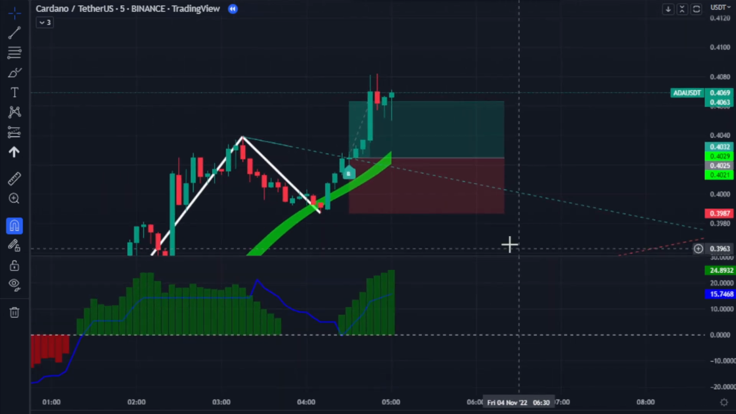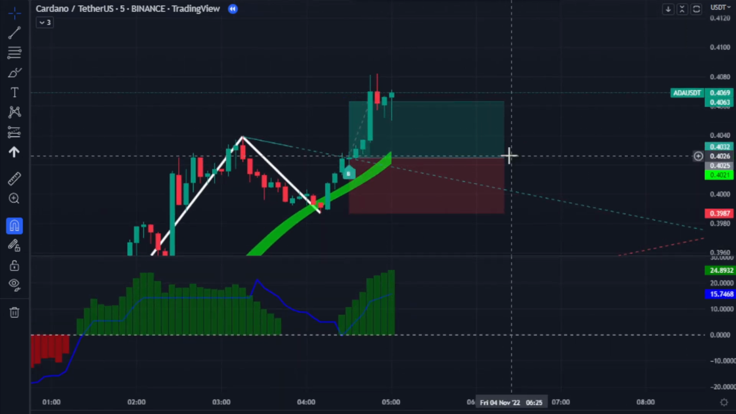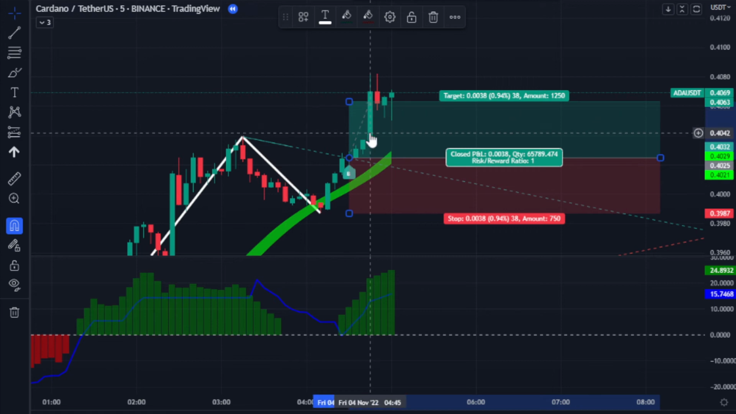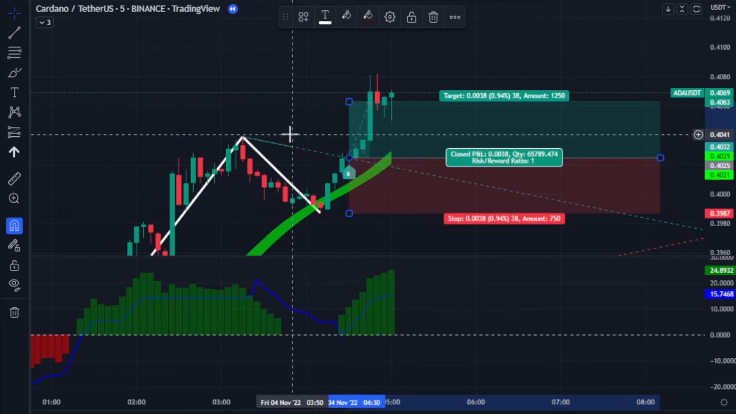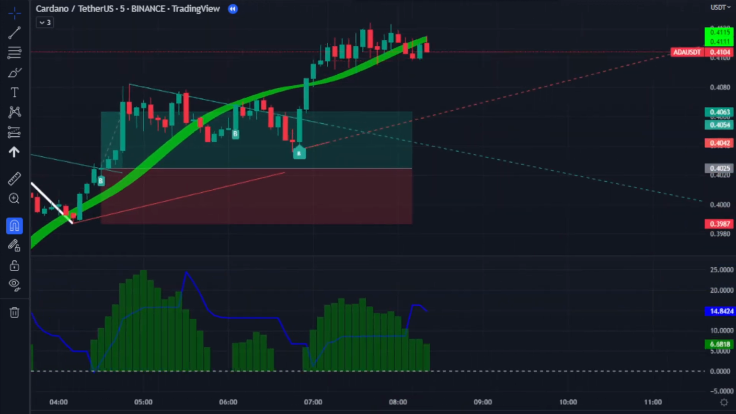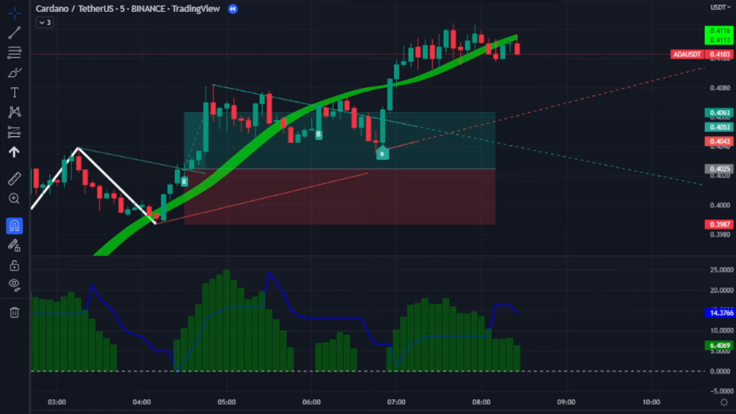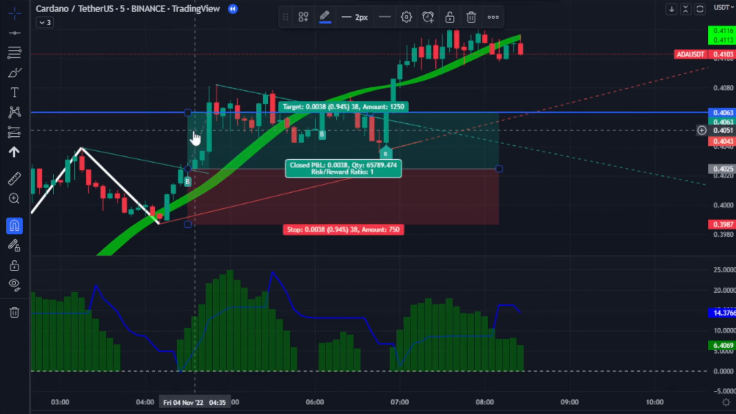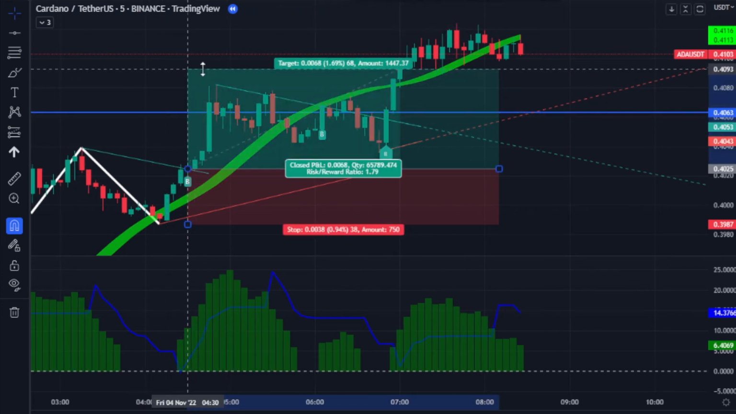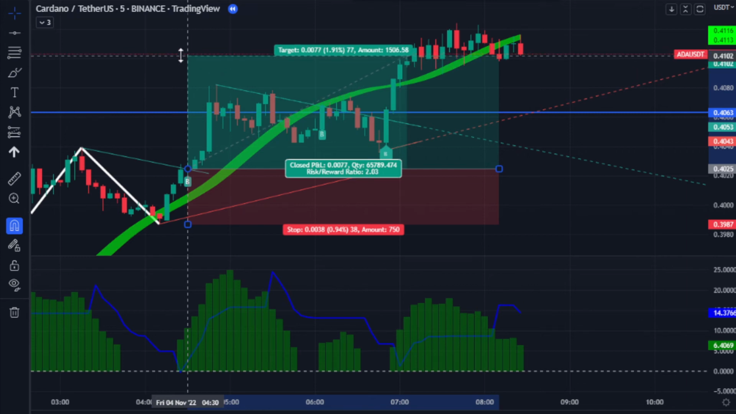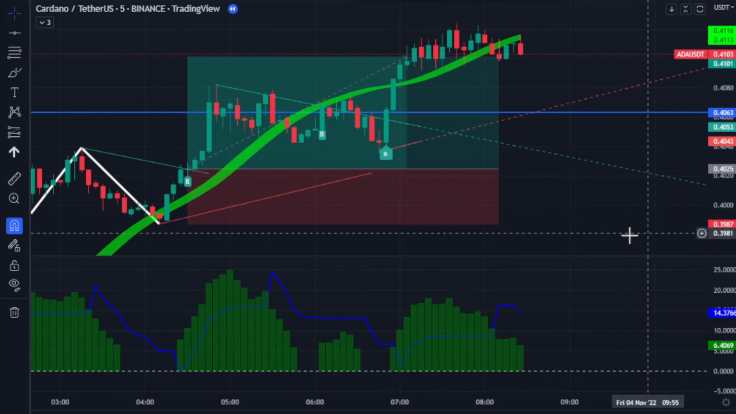Okay, we see that the price reached the risk to reward ratio 1 to 1, then we move the stop loss to the entry price. Now we see that the price reached the risk to reward ratio 1 to 2, so we move the stop loss to the risk to reward ratio 1 to 1 of our take profit.